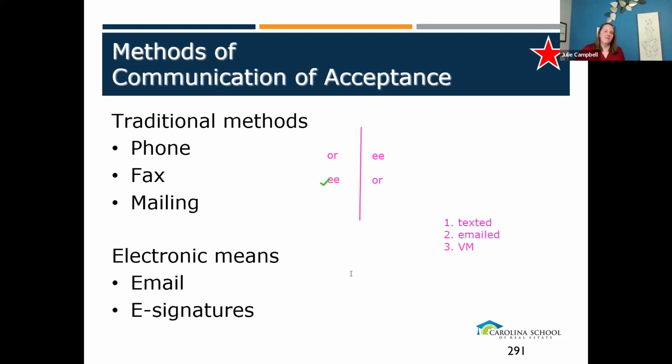Back to our scenario, once we have a counter offer, the seller's now making the offer to the buyer. The seller is free to reject their offer at any time prior to acceptance. Again, you guys, we're not legally bound until we have acceptance and communication of acceptance. Now we're legally bound to each other, but not until then. Good question. Thank you.